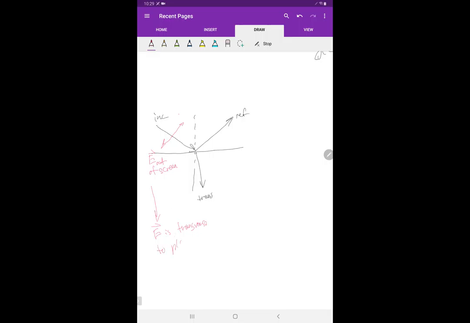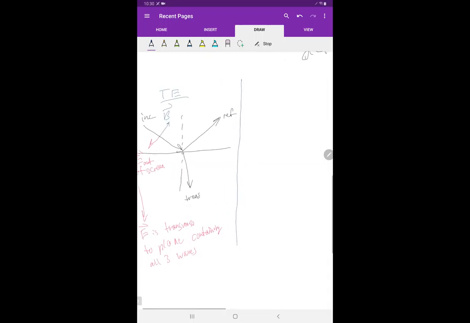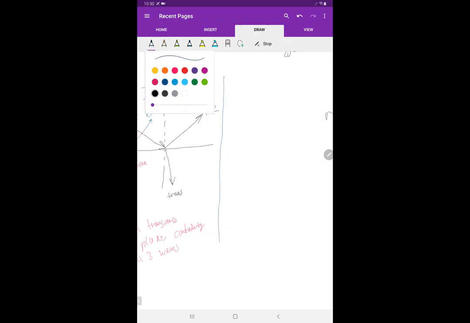Transverse or perpendicular to the plane containing all three waves. And if that's the case, then the magnetic field, which I'll draw in a different color, is going to be, all right, so this is the TE case. This is the transverse electric field, transverse E. Now, there's another case, which is the transverse magnetic field.